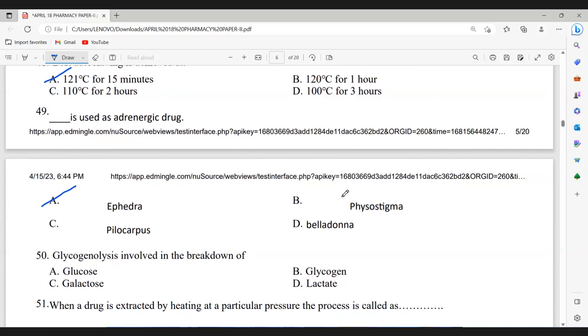I have mentioned this in 3-4 mock exams. Physostigma, Pilocarpus. Then what about Pilocarpus? It is a muscarinic receptor agonist.